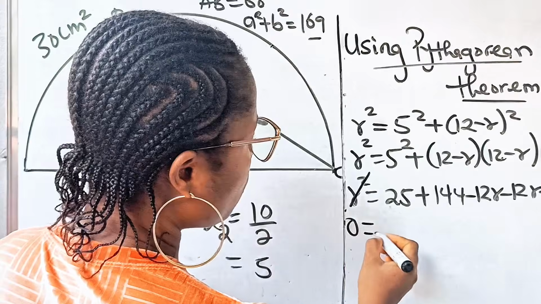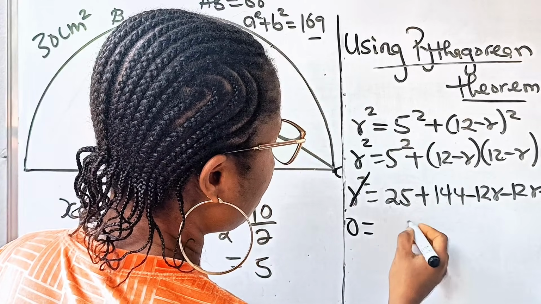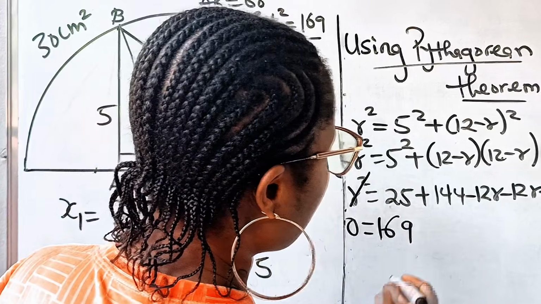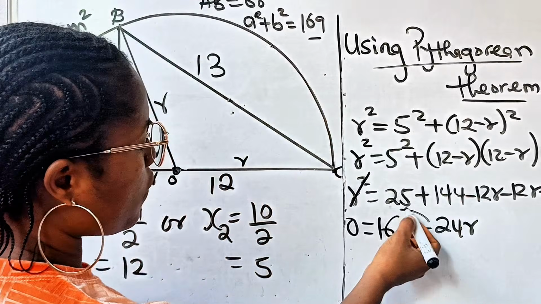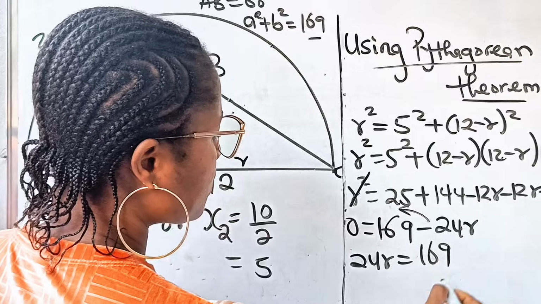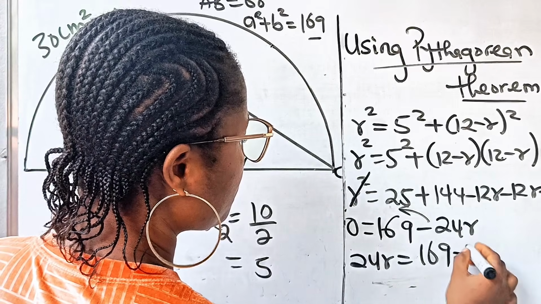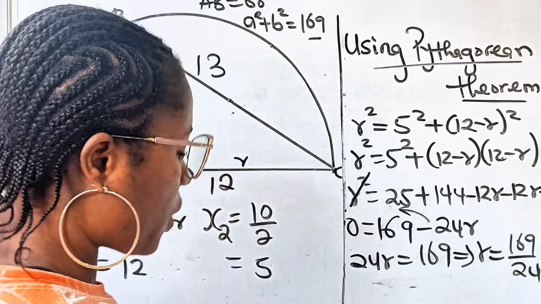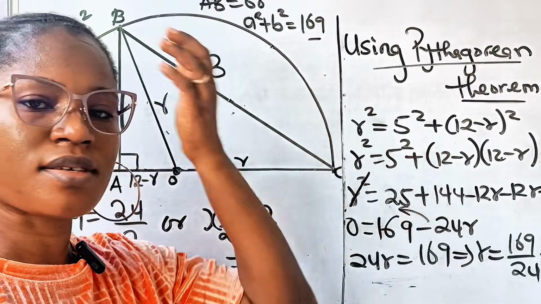So we have 0 is equal to 25 plus 144. 4 plus 5 is 9. 4 plus 2 is 6. So we have 169 minus 24R. So if we transfer this to this side, we have 24R is equal to 169. That means our R will be equal to 169 divided by 24. Okay? So you can punch your calculator and get the value in decimal.